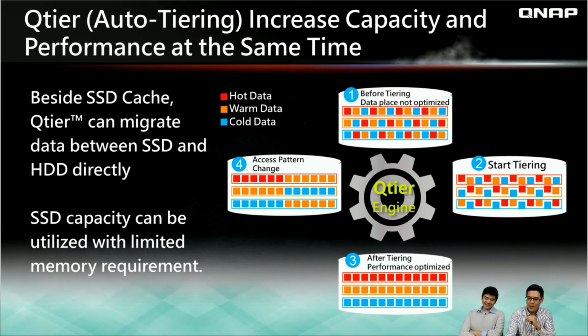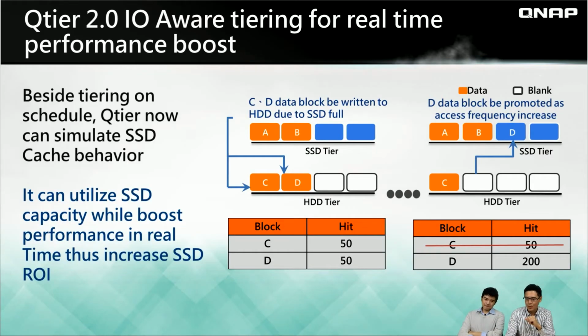And now we have Q-tier 2.0. We call that IO-aware tiering in real time. That means for Q-tier 2.0, the SSD can also be leveraged as an SSD cache. So you have the Q-tier auto tiering function and the SSD cache function at the same time.